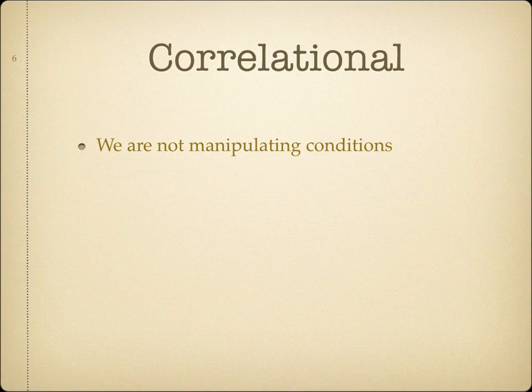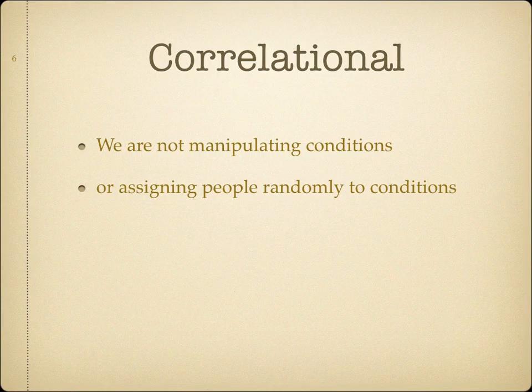In a correlational design, we're not doing any kind of manipulation of conditions. We're not assigning people randomly to conditions. We're taking people as we come. We're making observations as we can see them. And therefore we lose internal validity. We're not able to make any kind of causal statement from correlational research. That doesn't mean it's not useful.